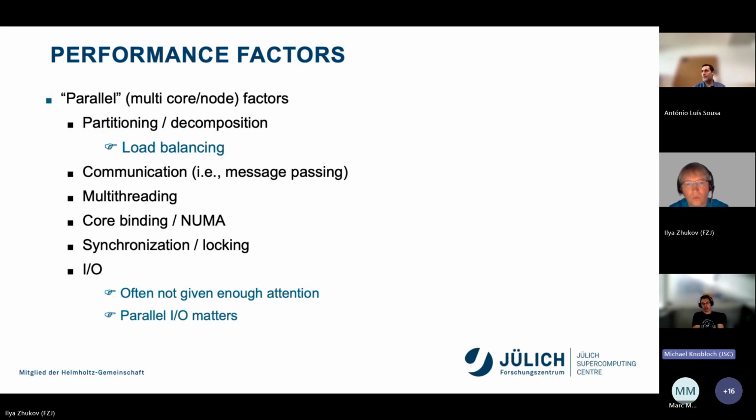And you have to consider communication. So you need to transfer data between processes. You have to regard multi-threading. You have to look at core binding and NUMA issues. So make sure that you don't have to access memory that is located on remote memory. You have to look at synchronization and locking to write efficient and correct codes. And one important factor that's often not given enough attention is parallel I/O. And parallel I/O really matters at scale. So you won't be able to write a scalable application if you rely on sequential I/O.